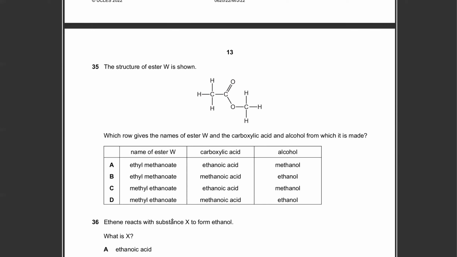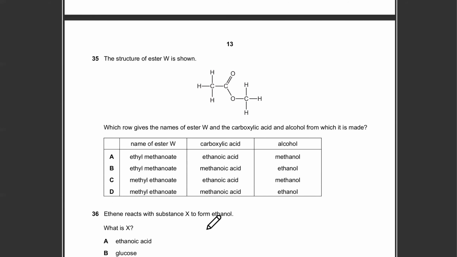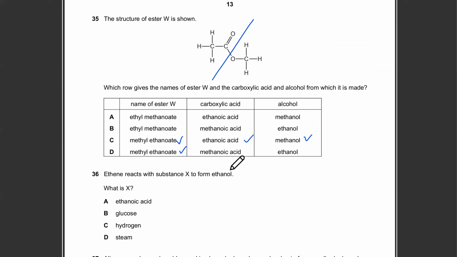Next one, the structure of this is... what's the name? It is going to be methyl ethanoate. This part is methyl and the other part is ethanoate. So what is the alcohol? It is ethanoic acid plus methanol, so it's methanol plus ethanoic acid.